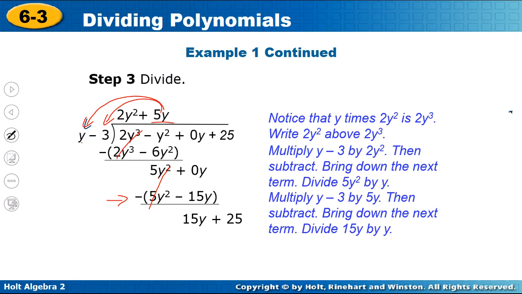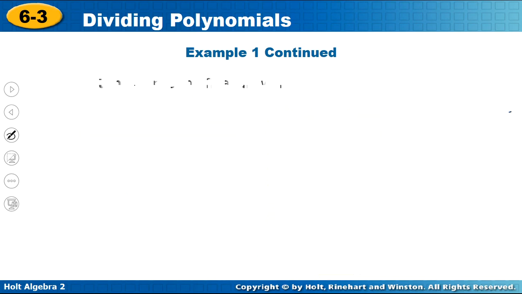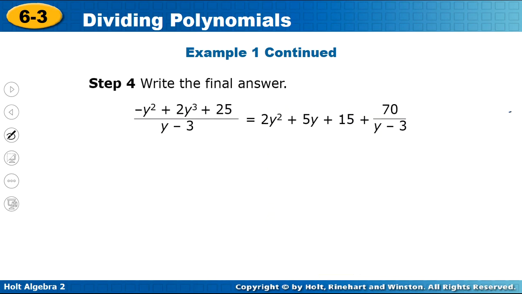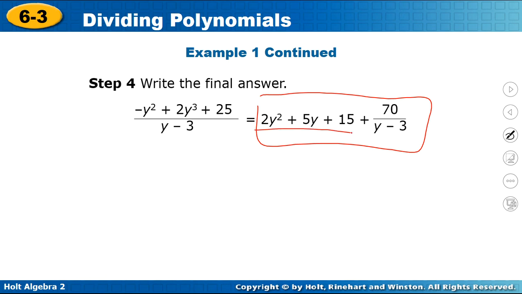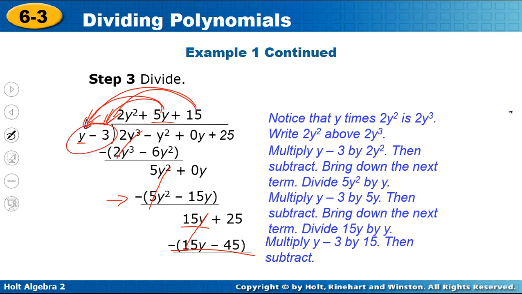You bring down the 25, do the same thing. How many times does y go into 15y? And that's 15, right? So you multiply the 15 with the y and the negative 3. You get this stuff. But again, when you subtract it, those cancel out, and the 25 plus 45 becomes a 70, there's your remainder. So your final answer is this. Right here. As we said, this was all what came out evenly when we divided, and then the 70 was our remainder. We put that 70 over y minus 3 because we always put it over whatever we're dividing by.